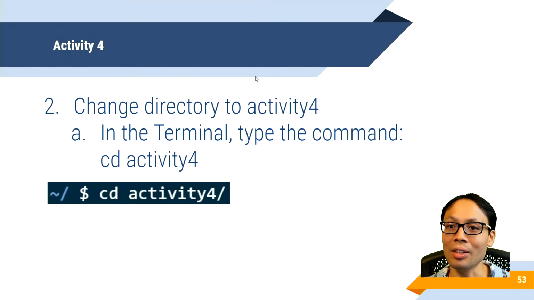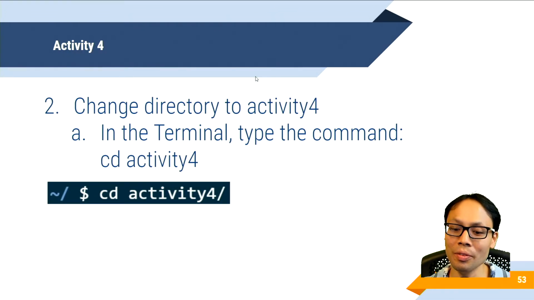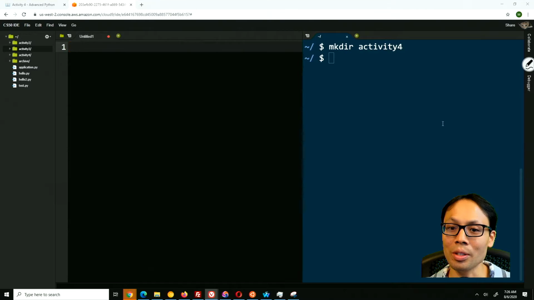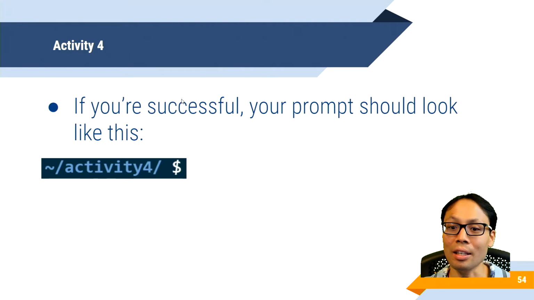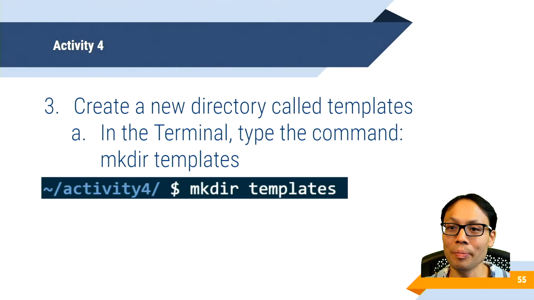And then we will change directory to activity 4. So we'll go cd activity4. Okay, and that means that we're in the activity 4 directory. And again, if all goes well, you should see something that looks like that, as you saw on my screen. To create a new directory called templates, which is what we're going to use today with Flask, you would issue the command mkdir templates.